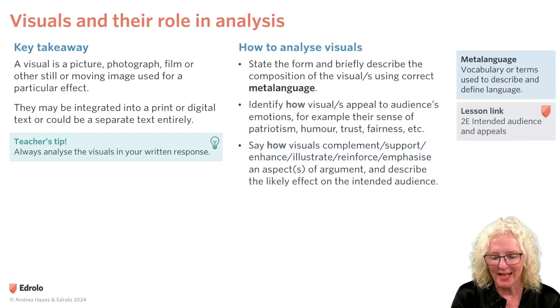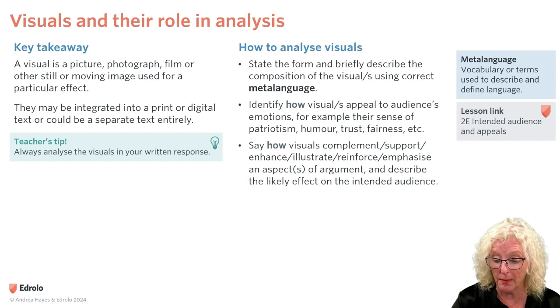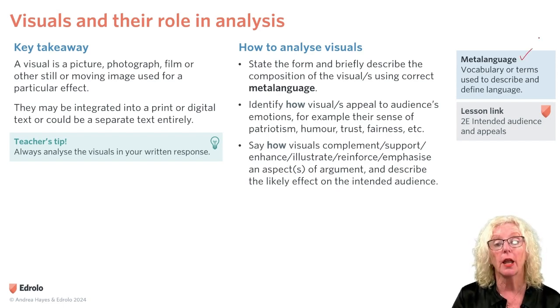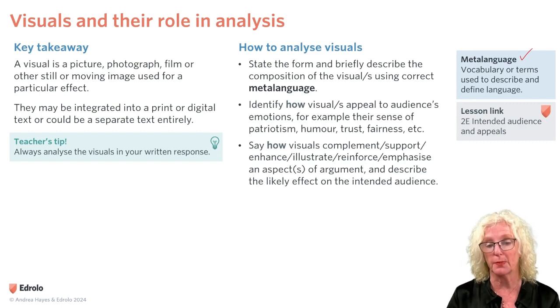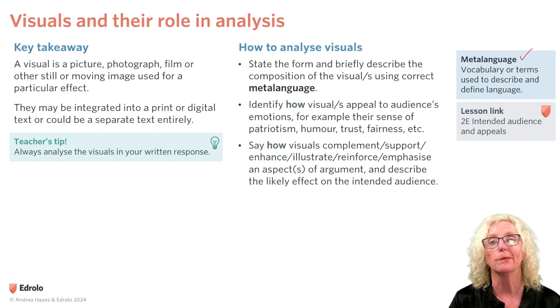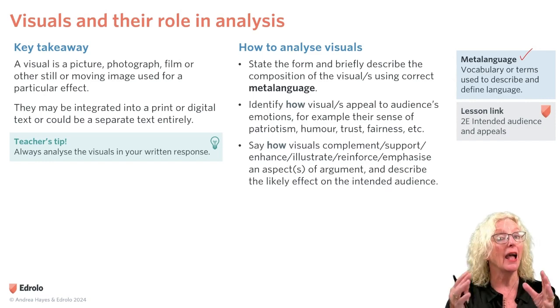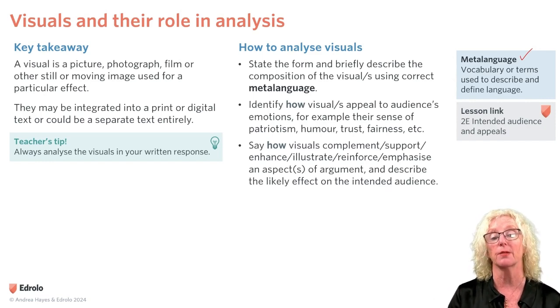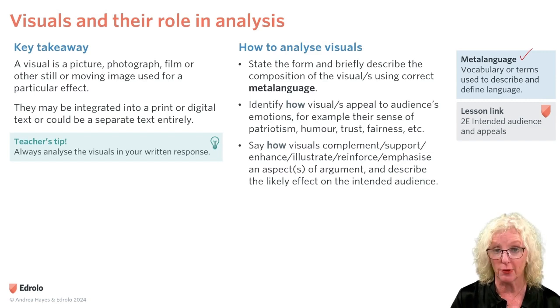Firstly, you need to state the form and briefly describe the composition of the visual using the correct meta-language. And remember, meta-language is the vocab or terms used to describe and define language. So we'd be talking about speech bubbles, captions, especially like from the hook slide about the opera house. Then we need to identify how the visual appeals to the audience's emotion. For example, their sense of patriotism with the opera house, humour, trust, fairness, etc.